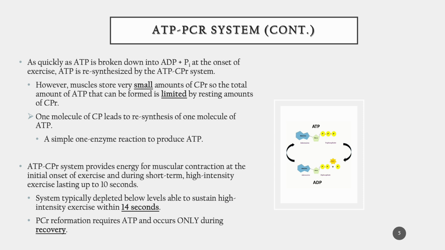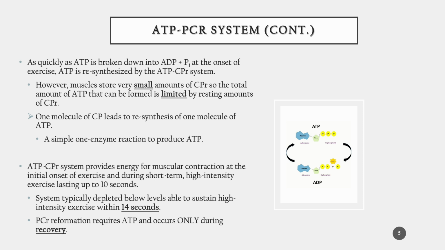So now we're talking about how long each system actually lasts, meaning how long does each energy system provide us with energy? ATP PCR provides us with energy from 0 to about 10 seconds. Highly trained individuals can go up to 14, but we're going to keep it at 10 to make it a simple, easy, round number. So 0 to 10. Write down: ATP PCR system provides energy from 0 to 10 seconds at high intensities.